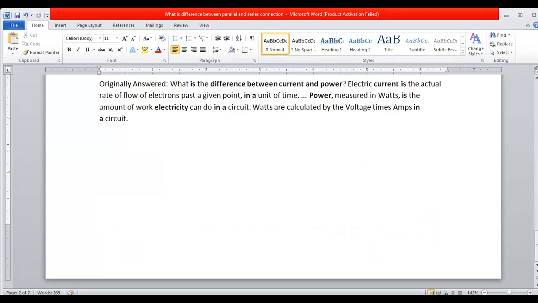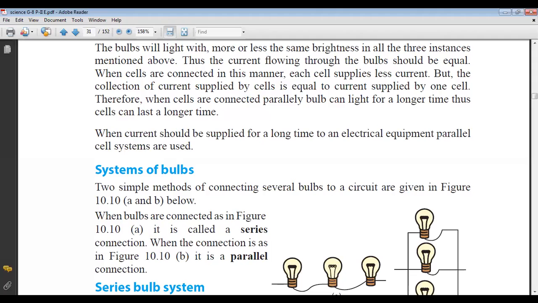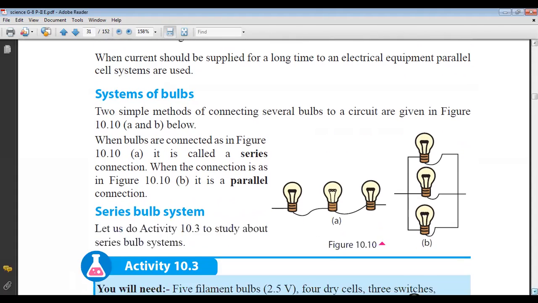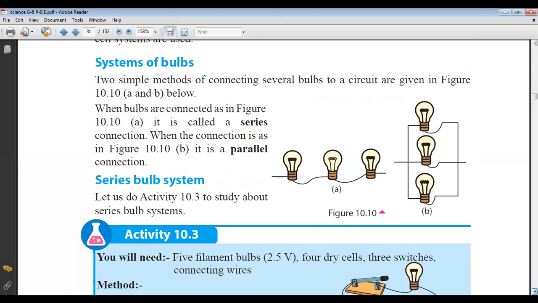Okay, let's go back to the lesson. System of bulbs. Two simple methods of connecting several bulbs to a circuit are given in figure 10.10 A and B below. When bulbs are connected as in figure 10.10 A, it is called a series connection. When the connection is as in figure 10.10 B, it is a parallel connection. This is a series connection and this is a parallel connection.